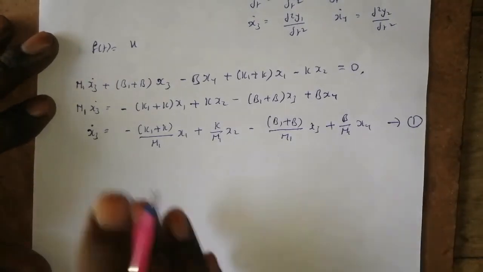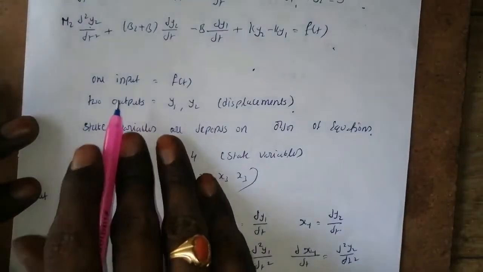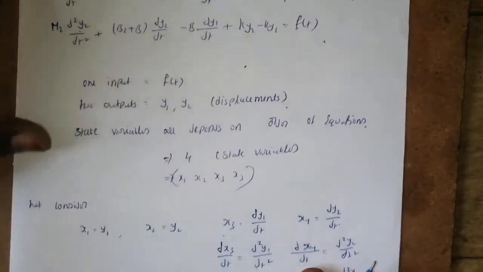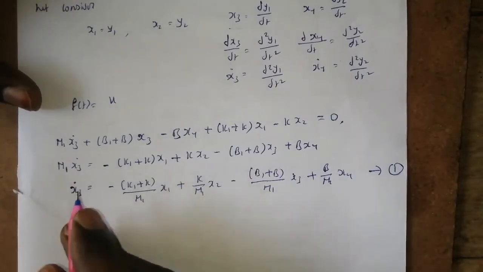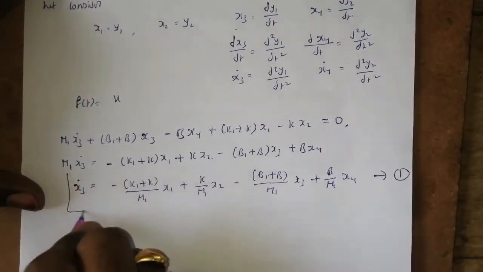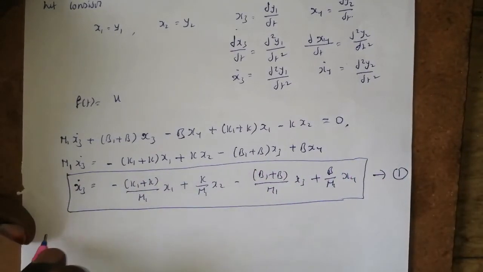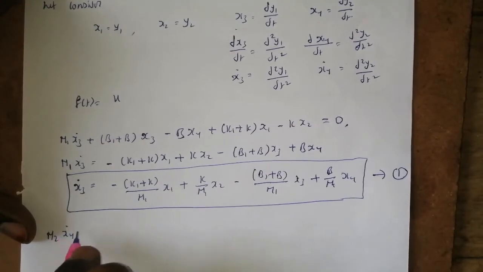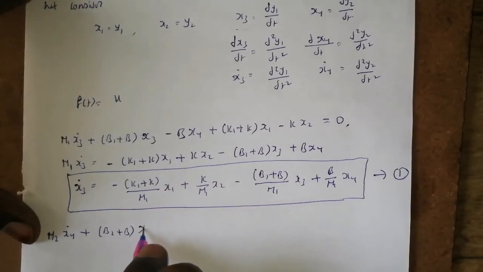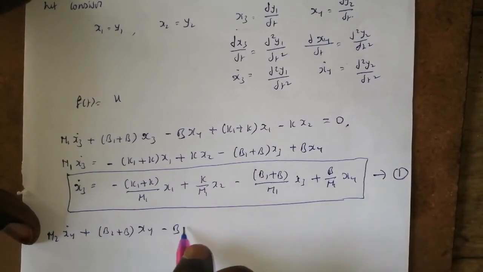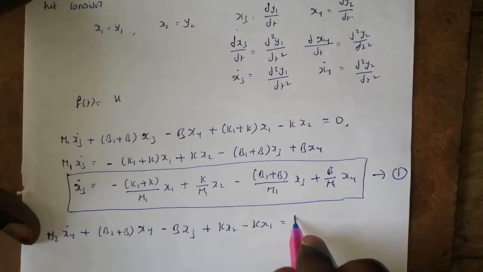Now similarly, from the differential equations obtained from the mass two elements, from this equation also we can obtain it like this. So let's substitute all these elements in the differential equation 2. So we will get, just note it down, m2 x4 dot plus (b2 plus b) dy2 by dt, that is x4, minus b dy1 by dt, that is x3, plus kx2 minus kx1 equals u.